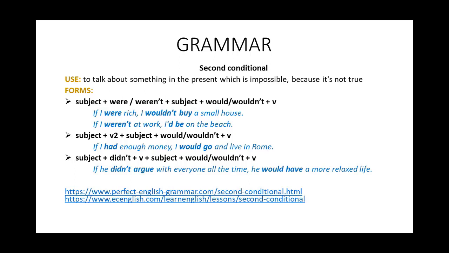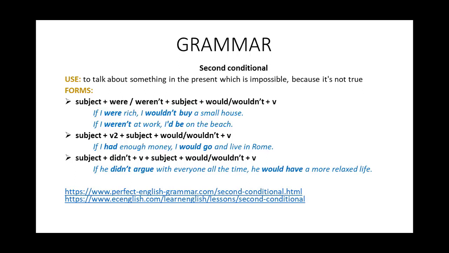So you see the short form of would, apostrophe d. Okay, another form: subject plus verb to plus subject, would or wouldn't plus verb. Example: if I had enough money, I would go and live in Rome. So we use past simple here, had. It talks about the present, not the past.